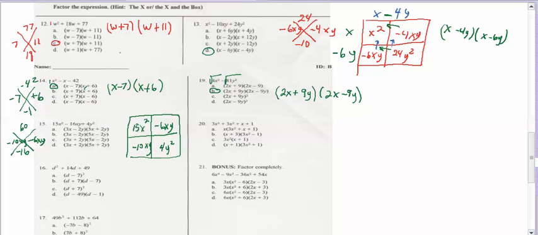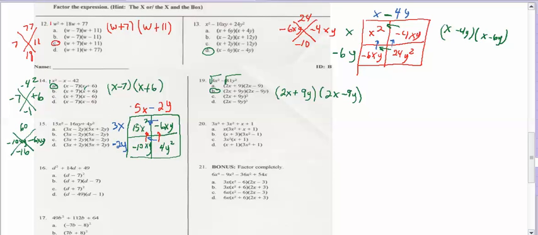Okay, now I'm going to change colors real quick. What do these have in common? They both have a y, and they both have a 2. What does this have in common? They both have a 5, and they both have an x. What does this way have in common? They both have an x, and they both have a 3. And then what about this one? They both have a y, and they both have a 2. Our signs are negative.